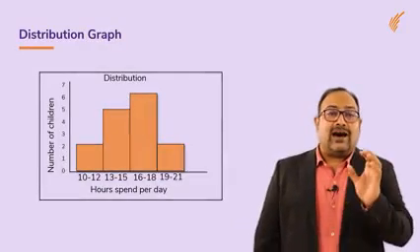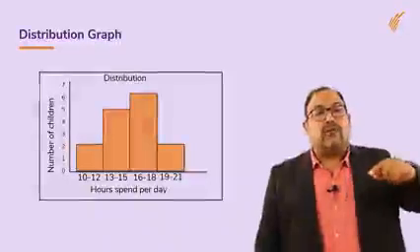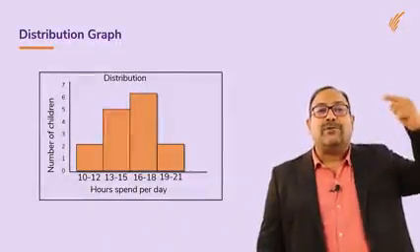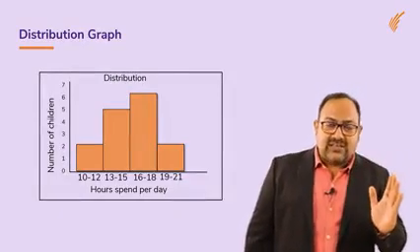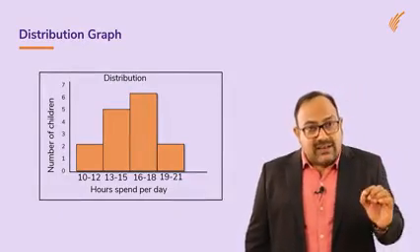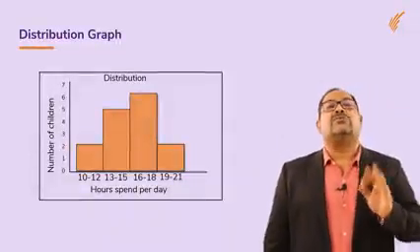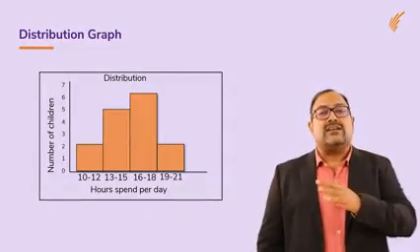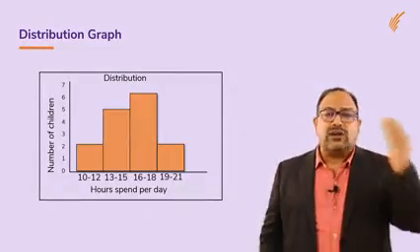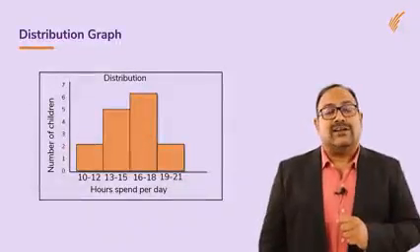What is that? Hours spent per day looking at screens, and the y-axis becomes the repeated number of children, which is frequency. The moment I change this diagram to a new x and new y axis, what I get as an end result is a distribution. And very interestingly, even if you put the data in ascending order or in descending order, this diagram does not change. This is called a distribution.